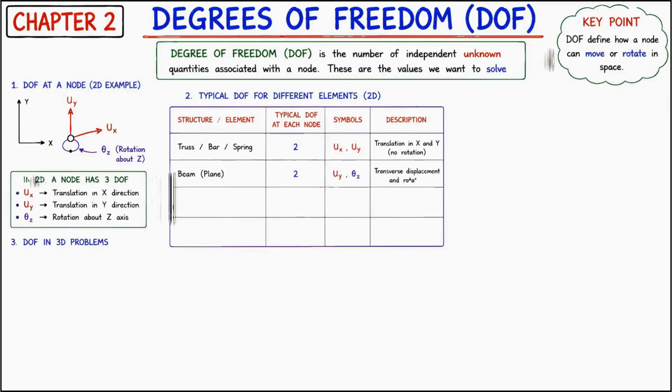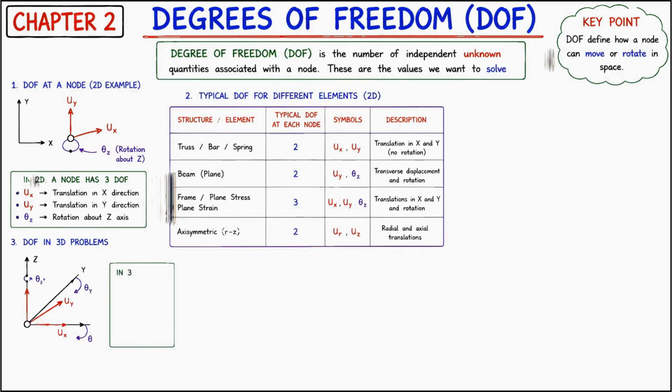However, not every element uses all 3. The number of active degrees of freedom depends on the type of finite element. For example, a truss or bar element mainly carries axial force. Therefore, only translational degrees of freedom are considered.